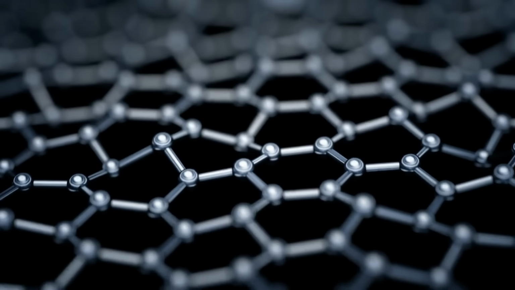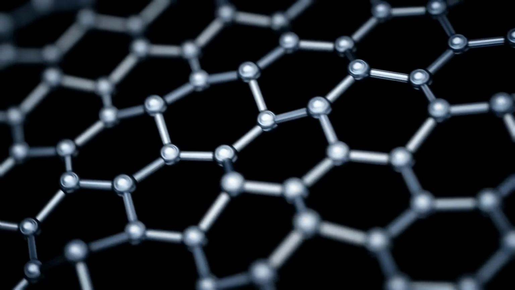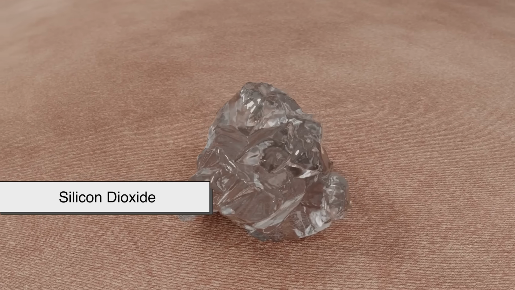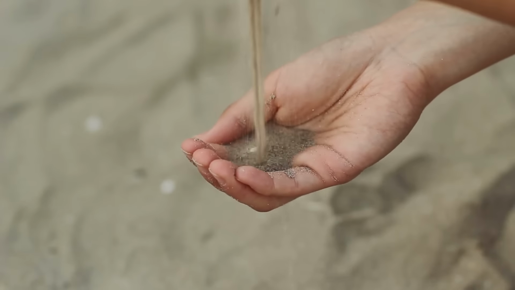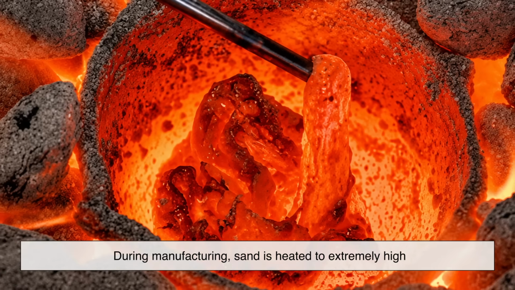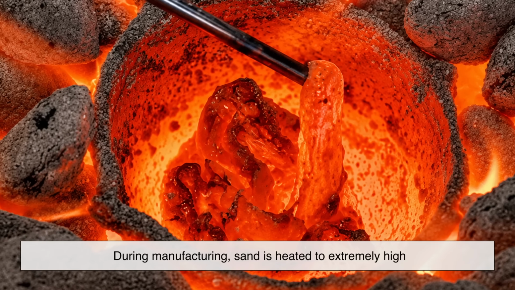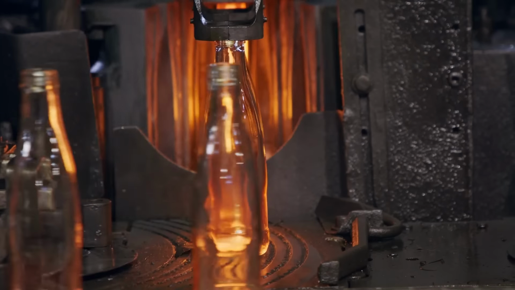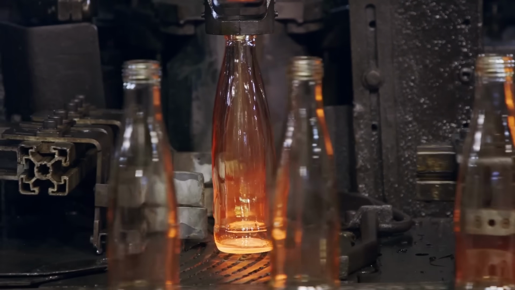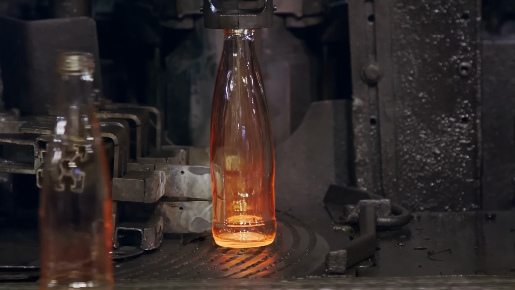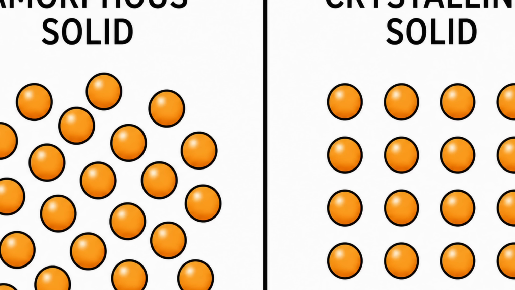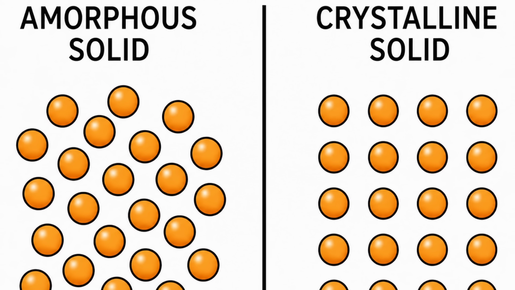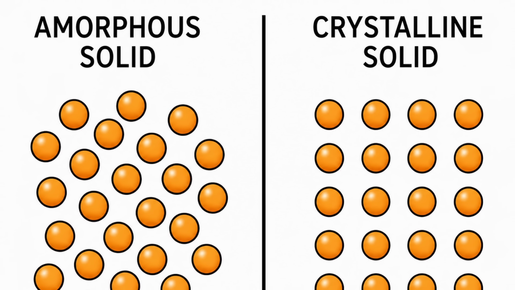The reason glass behaves this way begins at the atomic scale. Most common glass is made primarily from silicon dioxide, the same compound found in sand. During manufacturing, sand is heated to extremely high temperatures until it melts into a liquid. As it cools, it solidifies without forming the neat crystal structure seen in minerals like quartz. Instead, its atoms freeze into a disordered arrangement known as an amorphous solid.